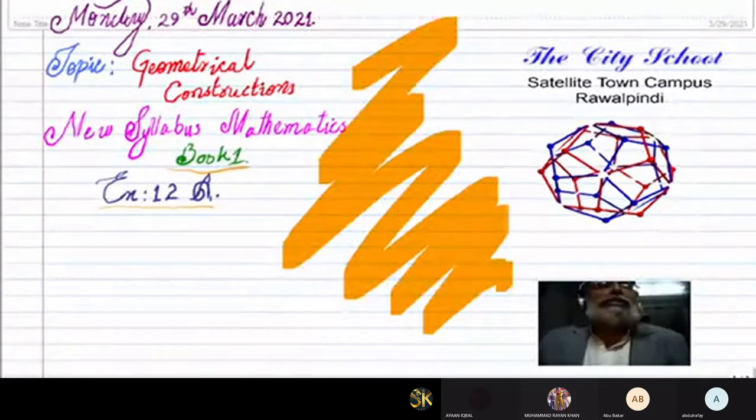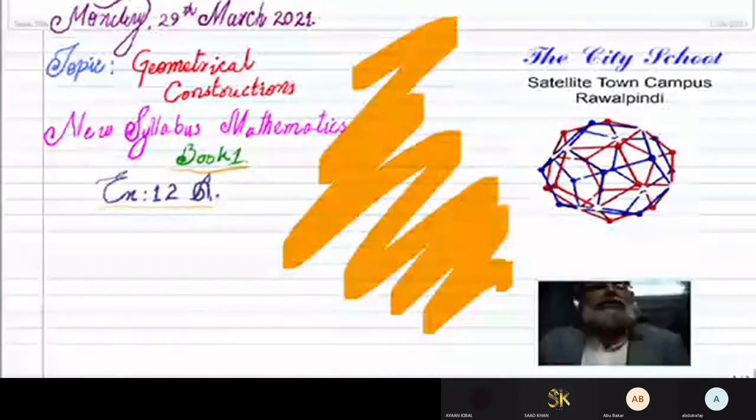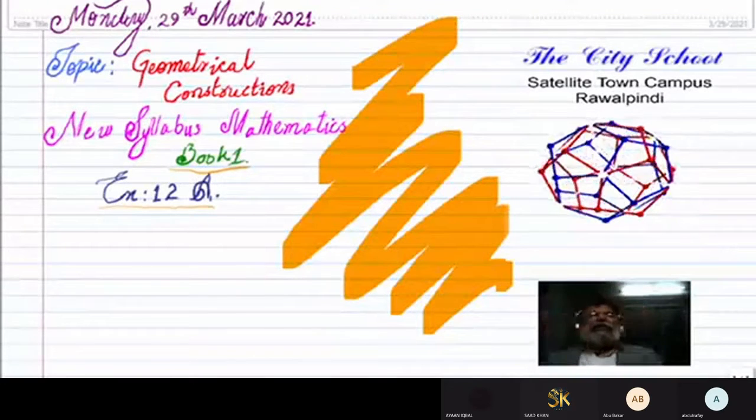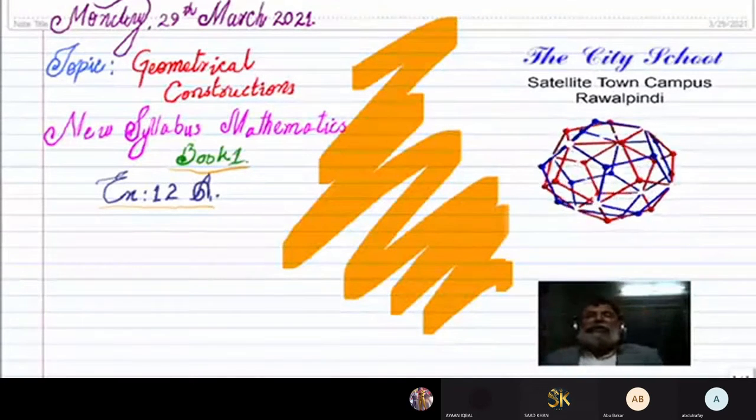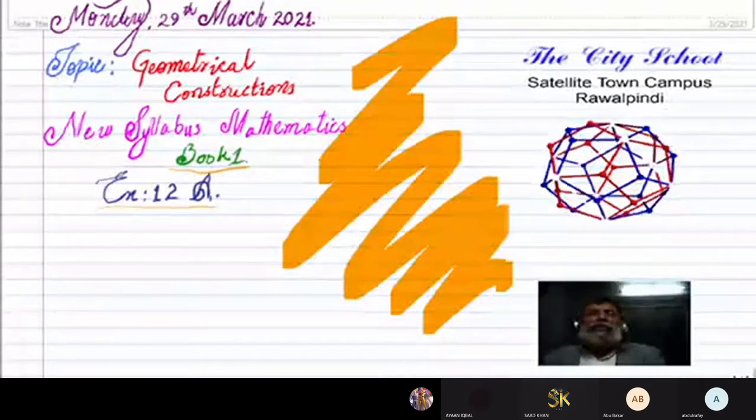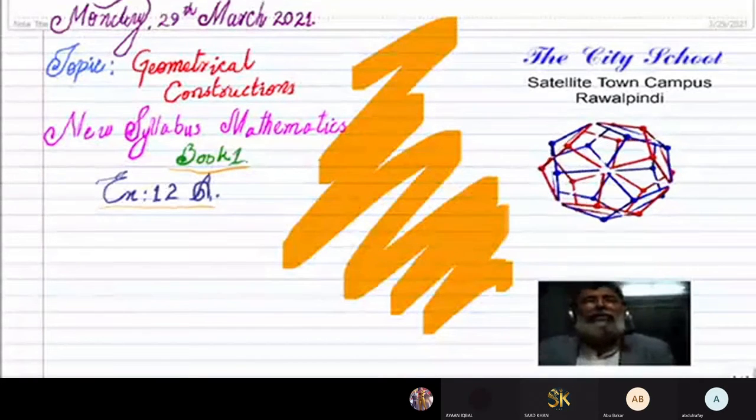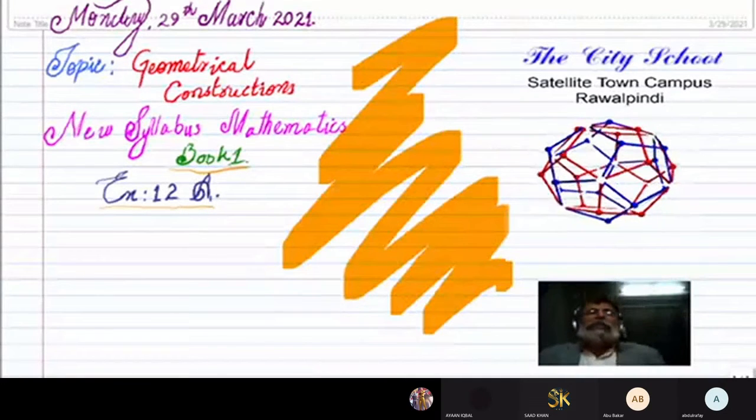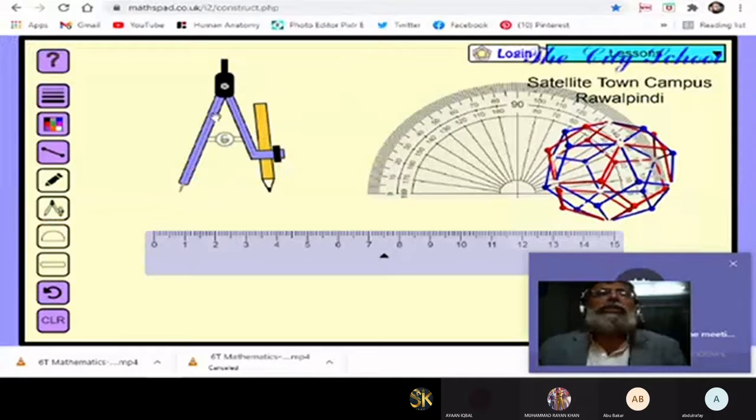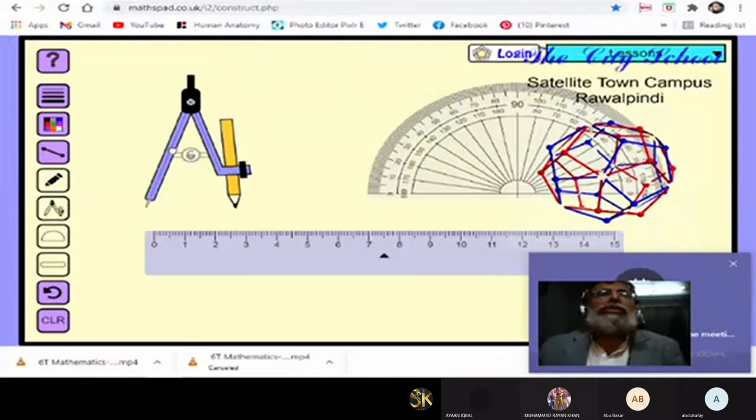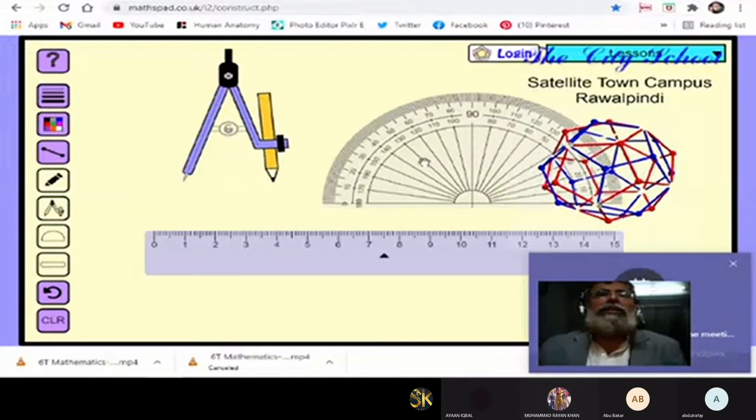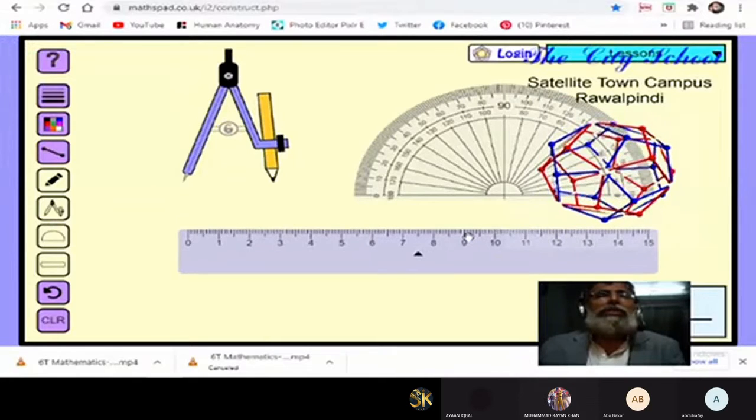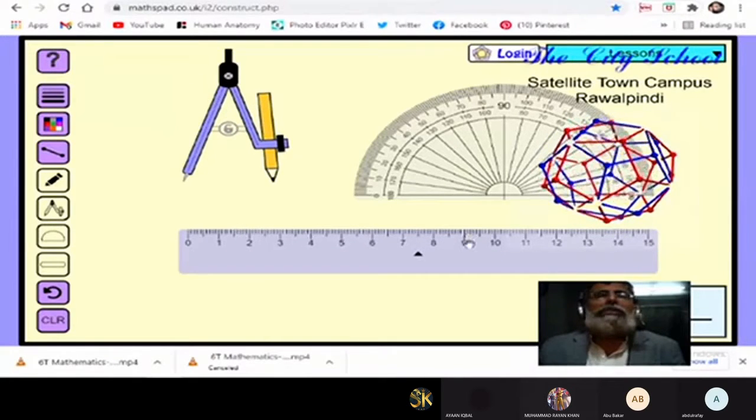Geometrical construction. The book is Book 1, Exercise 12A, and we'll be covering the questions of that exercise. Now, how will we be doing it? Before this, I would like you to know the requirements. The requirement is geometrical construction tools. A compass is required, a protractor or D is required, and a ruler or scale is required. So these are the things we need.